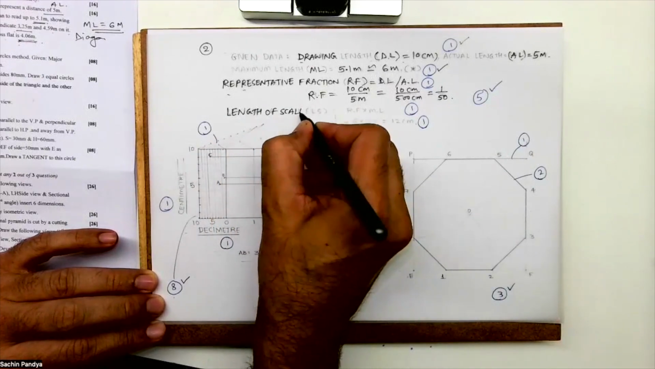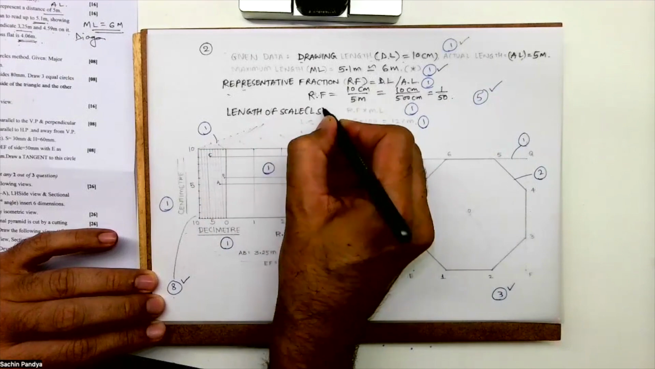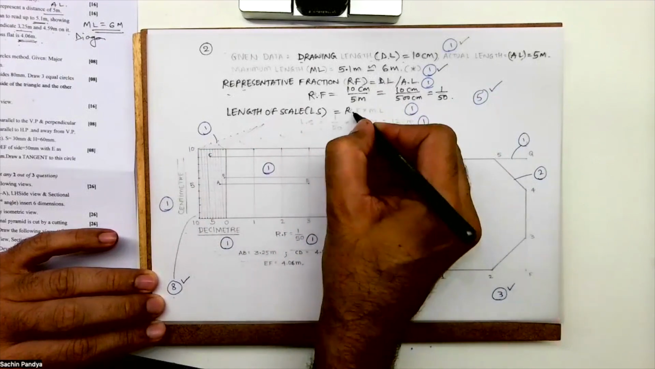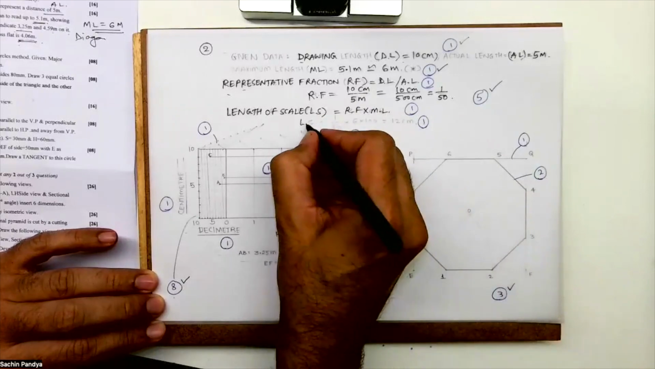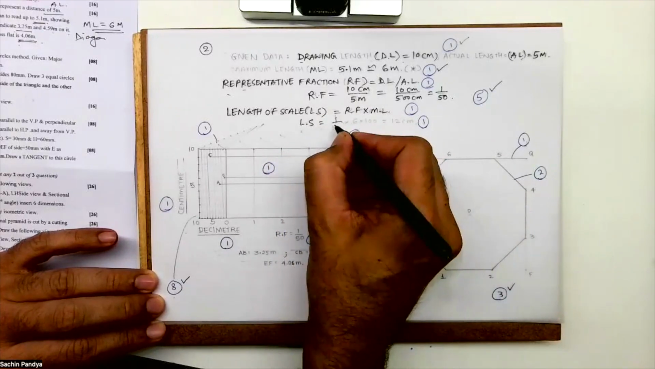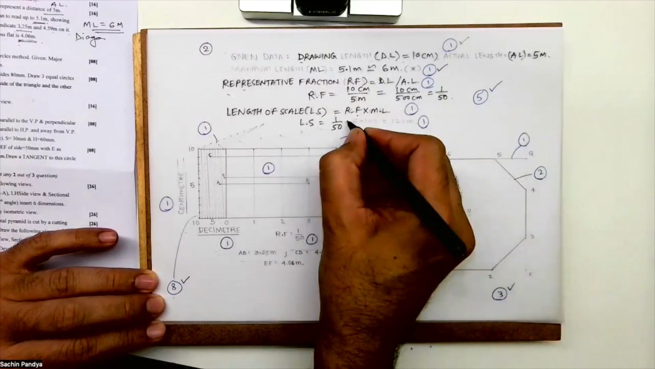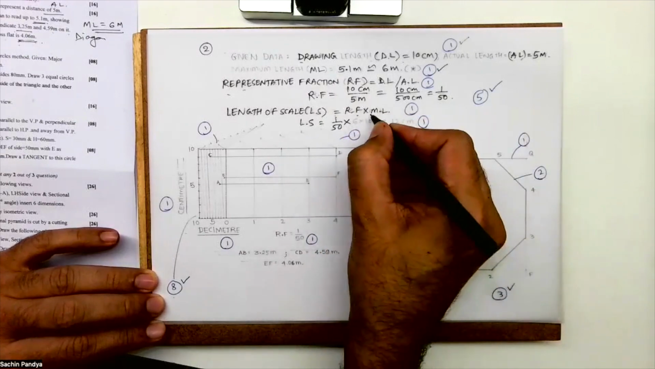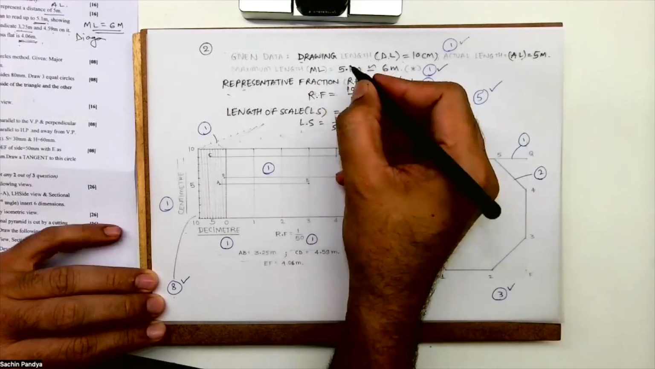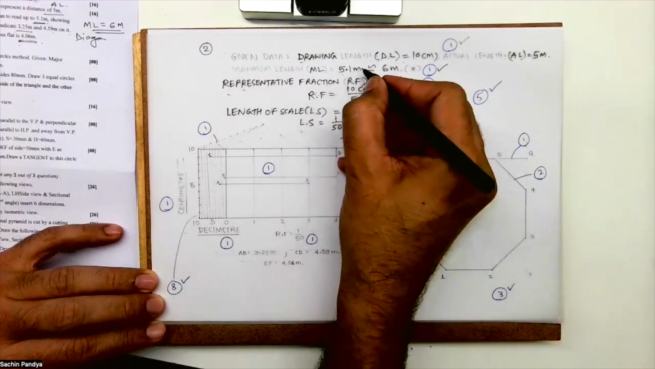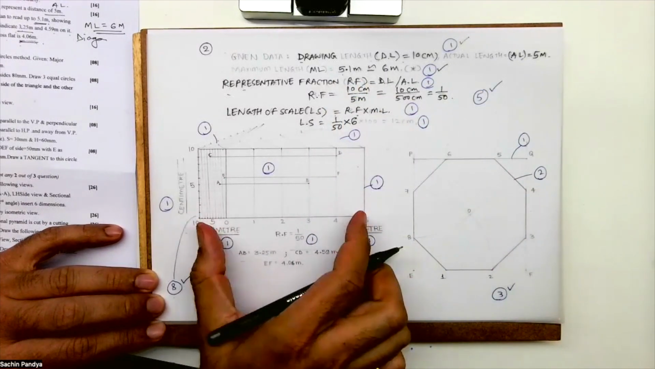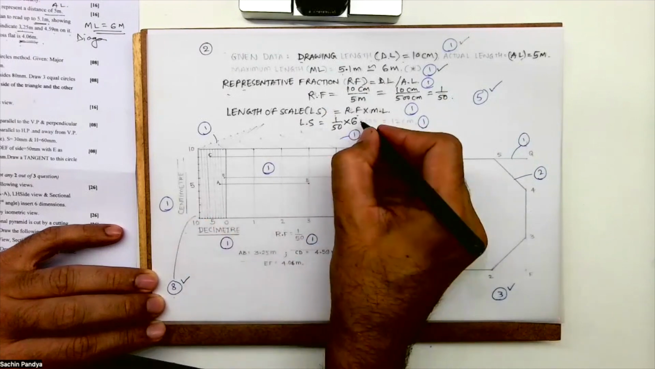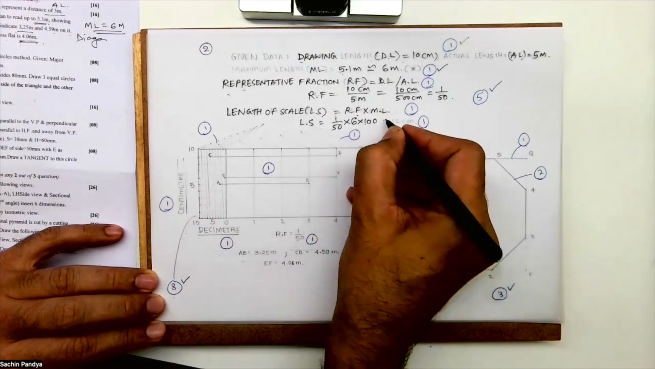How much is length of scale? We have a formula. Length of scale is equal to RF into ML. So length of scale is equal to 1 upon 50, RF is 1 upon 50, into maximum length. How much is maximum length? Maximum length is 5.1 meter, but we will take it 6. Why do we take it 6? Because we have to divide this into 6 parts. We can't divide this into 5.1 parts. That's why.